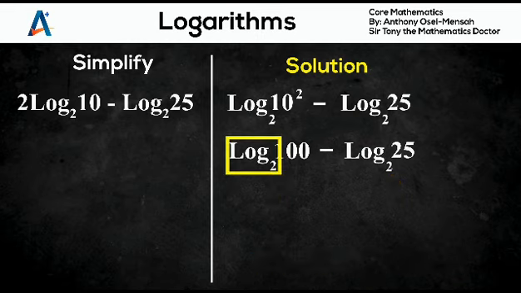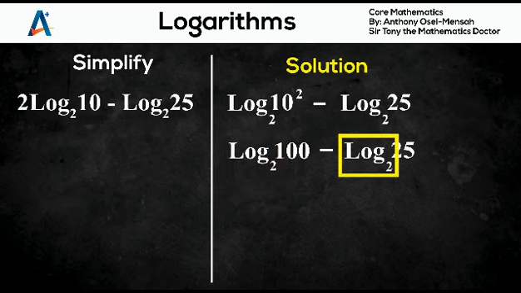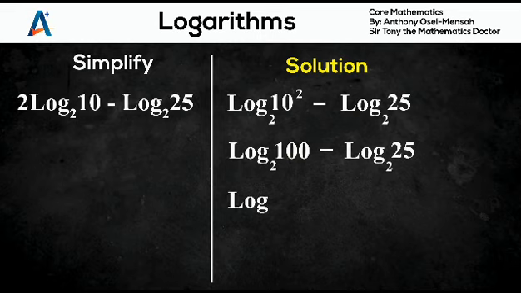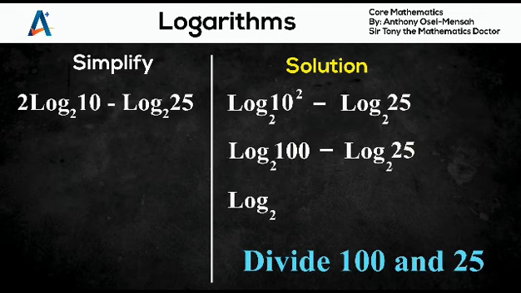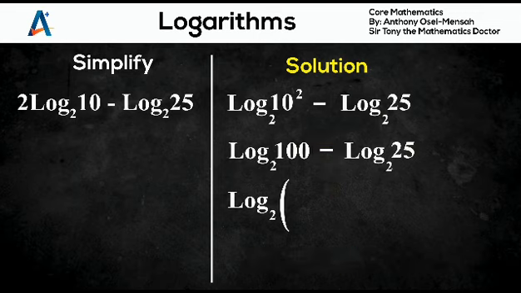Since the log to the base 2 is at the left-hand side, and we still have the log to the base 2 at the right-hand side, before you apply the law, you have to repeat log to base 2. Now, what you do to the numbers when you have the log base 2 is you have to divide the numbers because of the subtraction sign. I repeat, divide them because of the subtraction sign. Now, let me bring a bracket to make it very precise. So the number 100 will be here divided by the number 25.